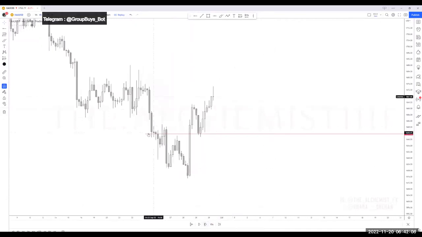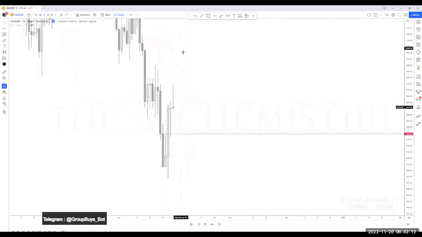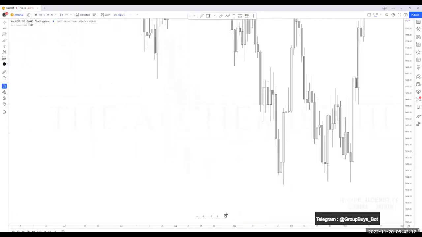So these areas follow the same exact logic. If a resistance is broken, it will turn into a support. So those are the key levels.